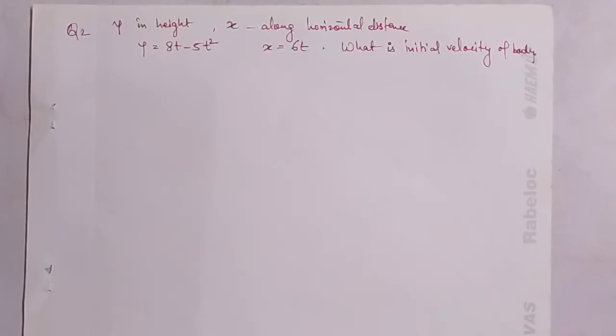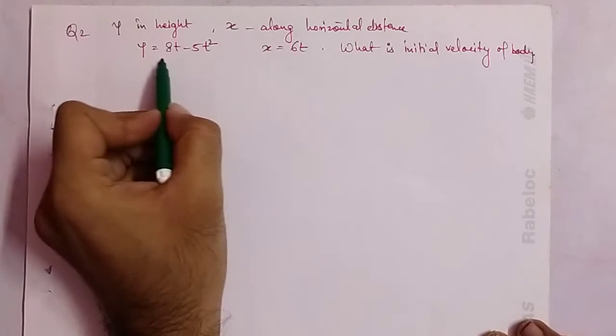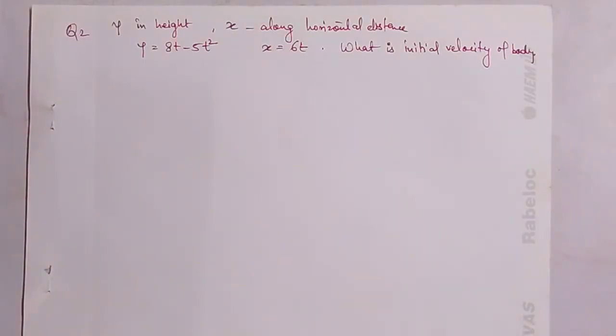So y is the height of a body, and x is the horizontal distance covered by the body. That means we are talking about the motion of a body on the 2D plane, or you can say two-dimensional motion. Now the relation is given between y and the time, and how y depends on the changing time. Similarly x is given and its dependency is given as 60. So we have to find the initial velocity of the body.